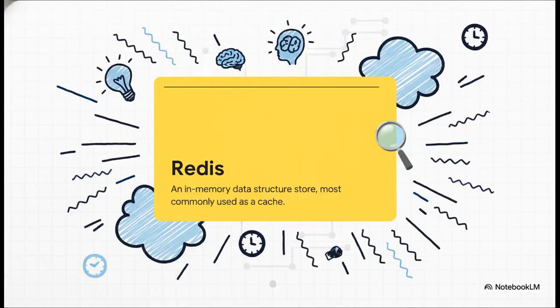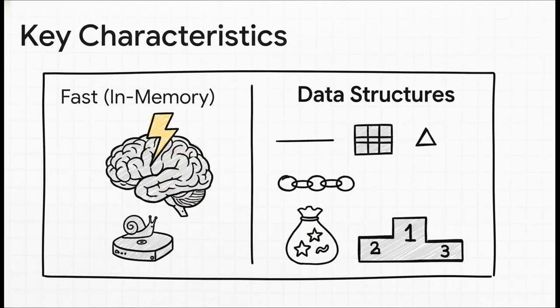Okay, so first things first, what even is Redis? Well, at its heart, it's an in-memory data structure store. Now, you'll hear it talked about most often as a high-performance cache, and that's definitely its most common job. But the key phrase you really need to hang on to is in-memory. And that in-memory part? That's the secret sauce. That's why it is just blazing fast. It's not reading from a slow disk, it's accessing data directly from RAM.